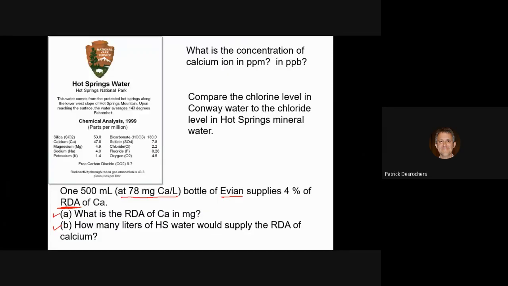Okay. So here's the first question. I'm going to give you some time to work on it. What I would like to know, and this is all the information we need, is what is the recommended daily allowance of calcium in milligrams if one bottle, and this is one bottle, is 4% of the RDA. How many bottles of Evian do you have to drink in order to get your daily allowance of calcium in milligrams? So take some time and come up with a number. There are 3 or 4 or 5 different ways to work this problem.